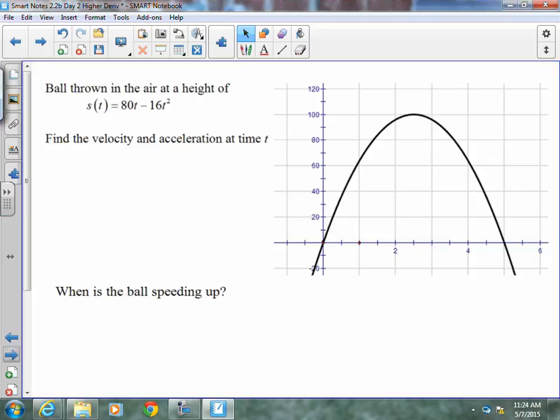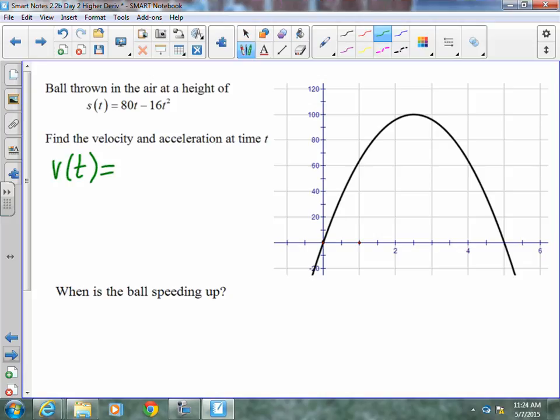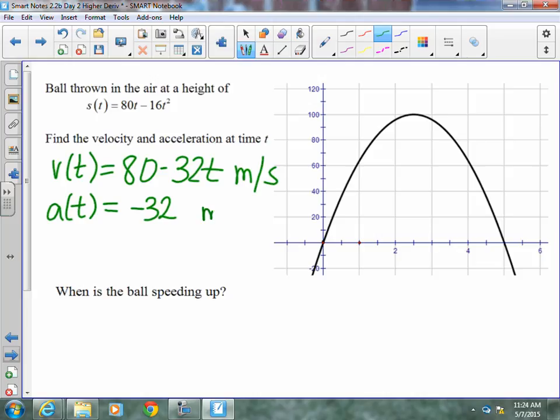A ball is thrown in the air at a height of s of t equals 80t minus 16t squared. Find the velocity and acceleration at time t. So the velocity is the first derivative. So we get 80 minus 32t, and that would be meters per second. Acceleration is the second derivative, which would be negative 32 meters per second squared.